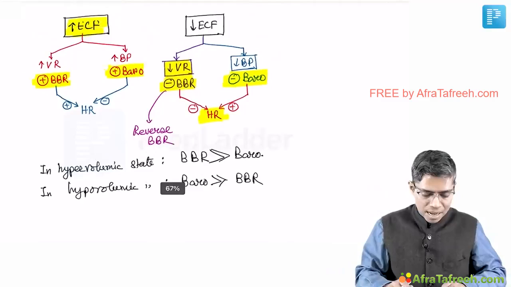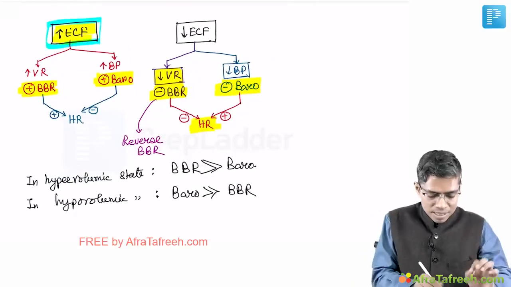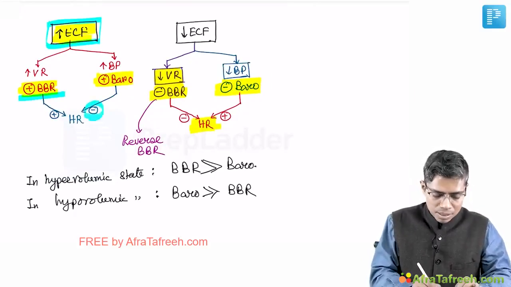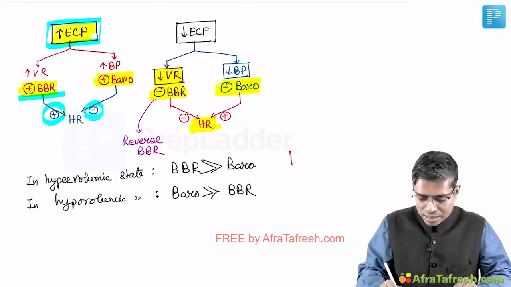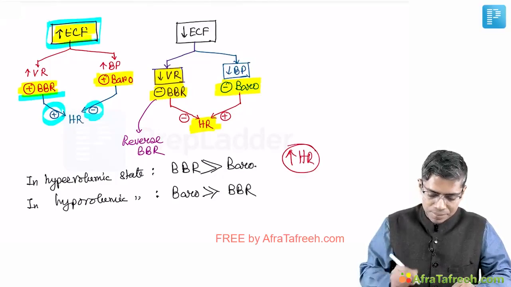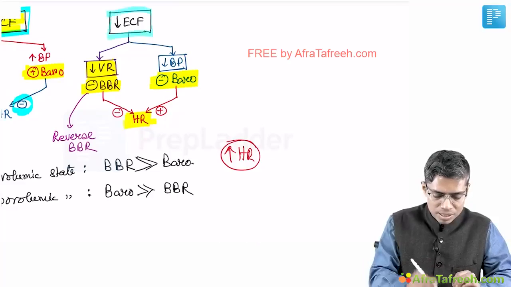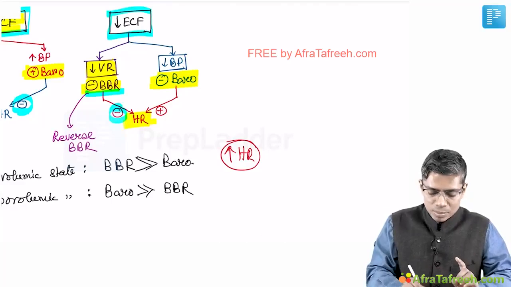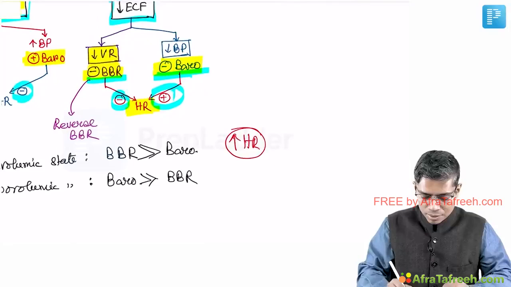So now you look at, in the first condition, hypervolemic state, the Bainbridge reflex is more dominant. Although the baro is trying to inhibit it, the dominant one is the Bainbridge reflex. So what will happen? The net heart rate is going to increase. And in the second case, hypovolemic state, the Bainbridge reflex is trying to inhibit the heart rate, but that is not dominant. The baro is increasing the heart rate, that is dominant. So again there will be increase in heart rate.